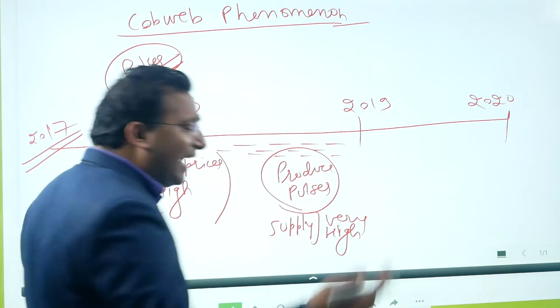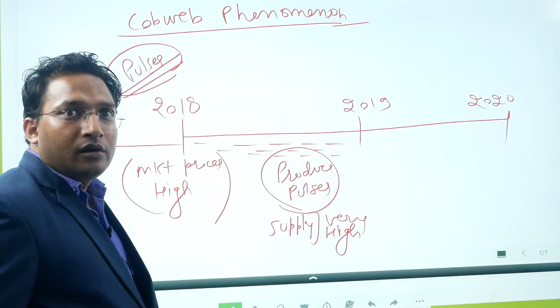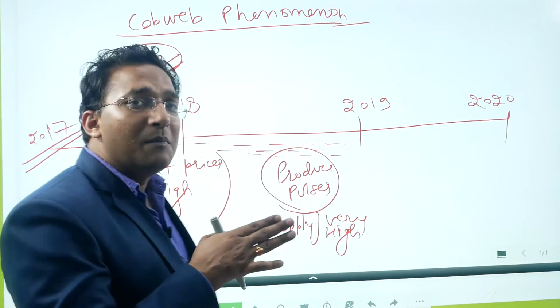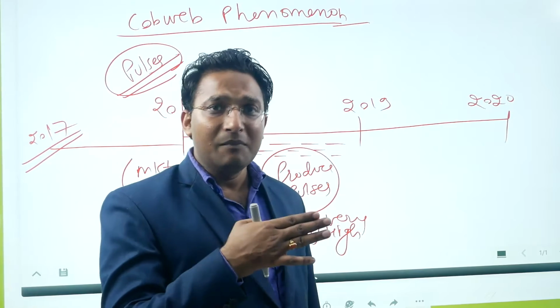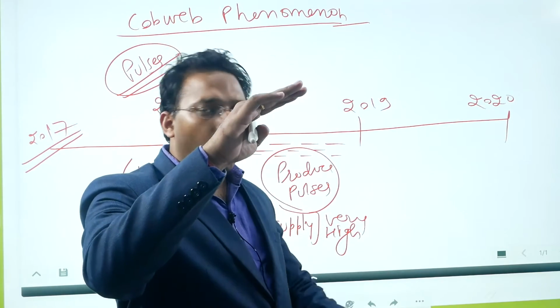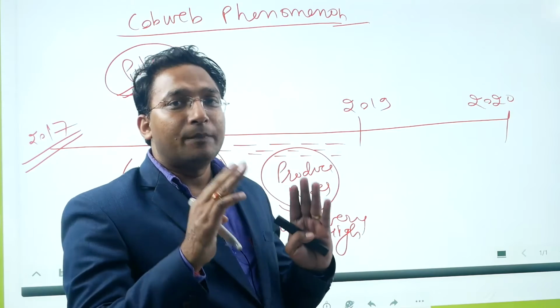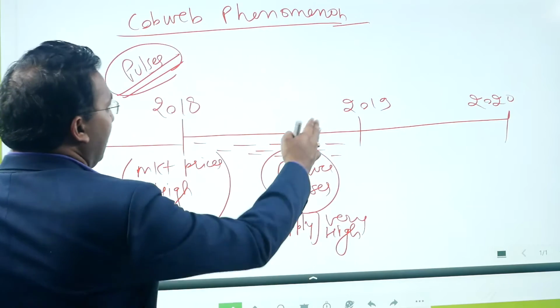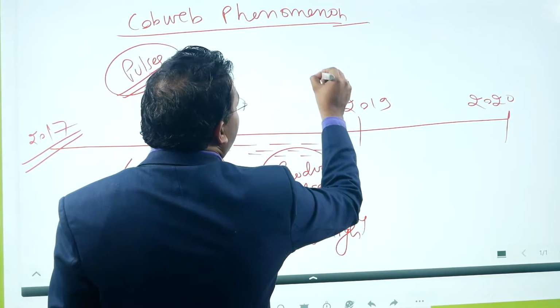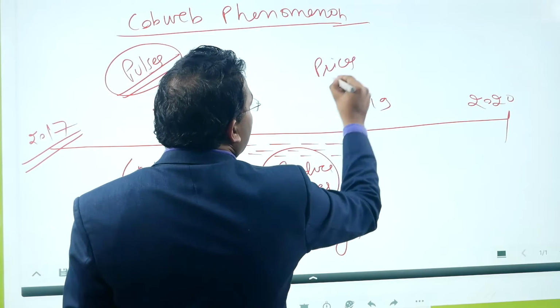When supply becomes very high and the demand does not increase suddenly. So supply is high, demand is low. Consequently, the prices will fall. So at the starting of 2019, the prices will fall.